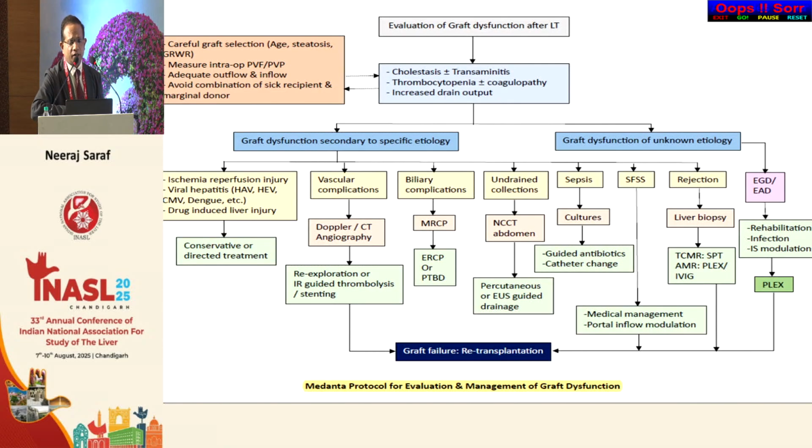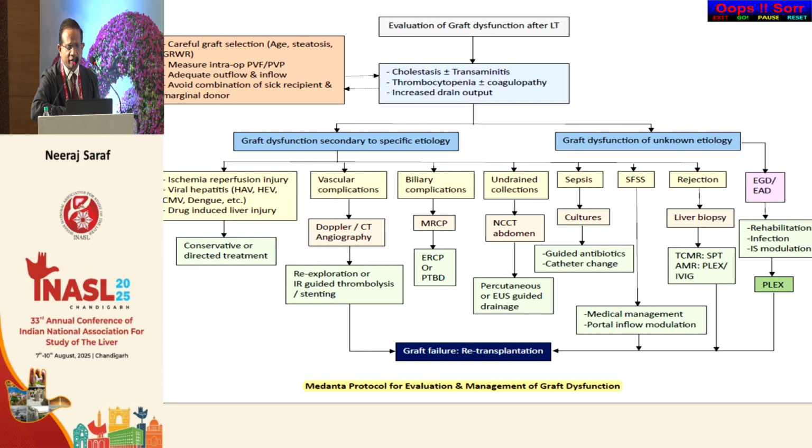So this is just to summarize: evaluation of graft dysfunction after transplant. I've already gone through most of these. If you have IR injury, usually conservative treatment is what is needed. For vascular complications, do a Doppler, a CT angio, re-exploration, or IR-guided thrombolysis. For biliary complications, do an MRCP and follow it up with ERCP or PTBD.